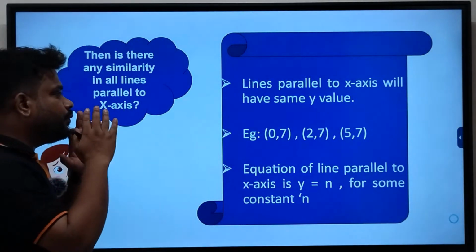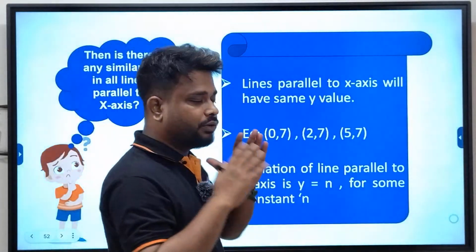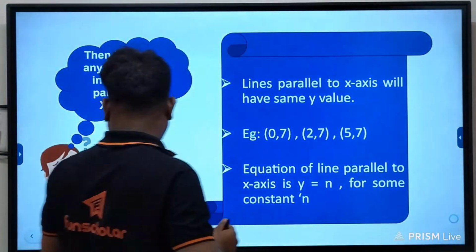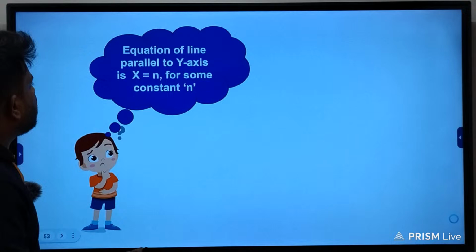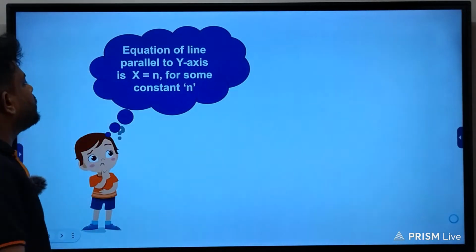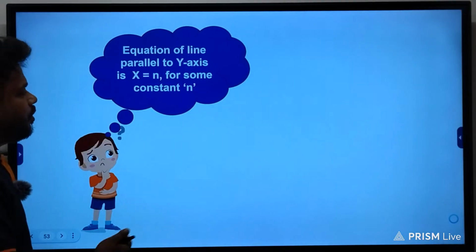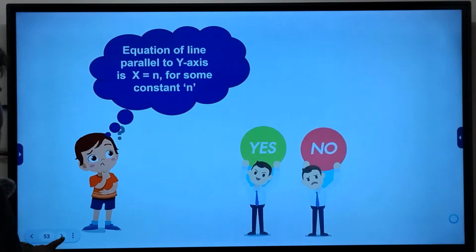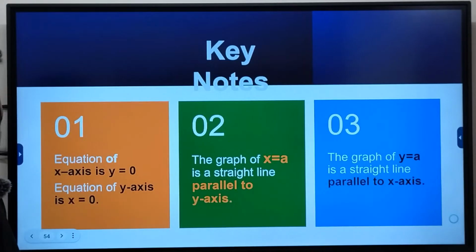Okay. And if you want to try it, you can draw it on graph paper at home. So let's go next. The equation of a line parallel to the y axis is x equals n for some constant n. We have already learned this. Yes or no? It will be yes, obviously.